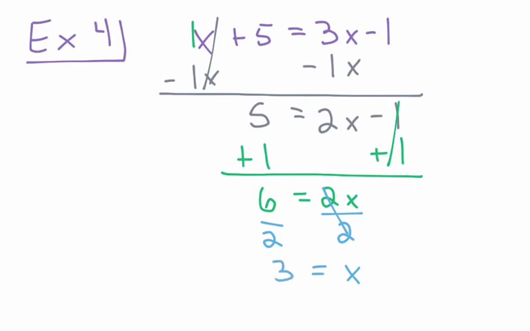So with variables and constant terms on both sides of the equal sign, it's probably going to take us 3 steps. In this problem, it did take us 3 steps. Started off by subtracting 1x from both sides. Then we added 1 to both sides. And finally, we divided both sides by 2 to get our final answer of 3 is equal to x.